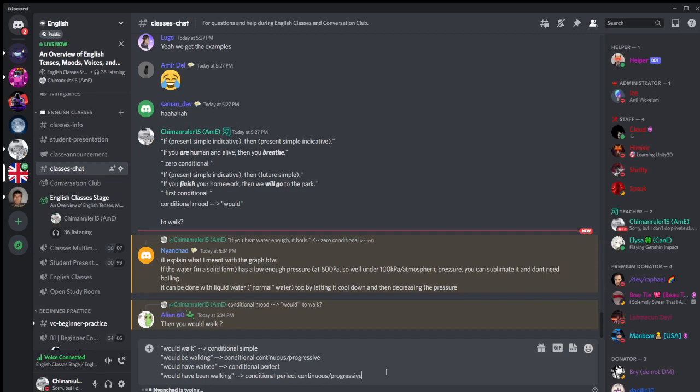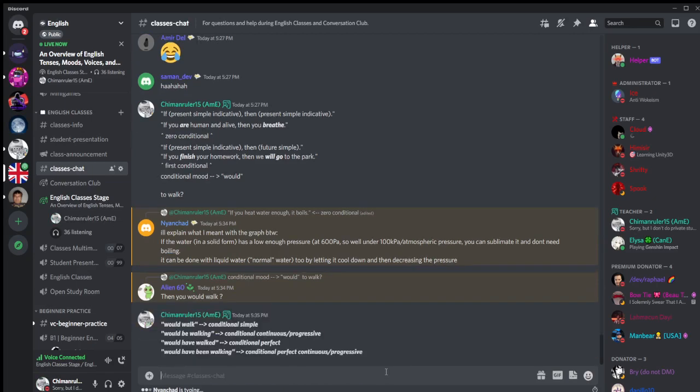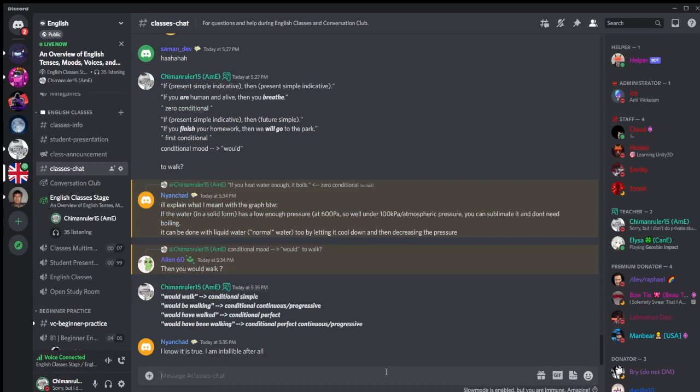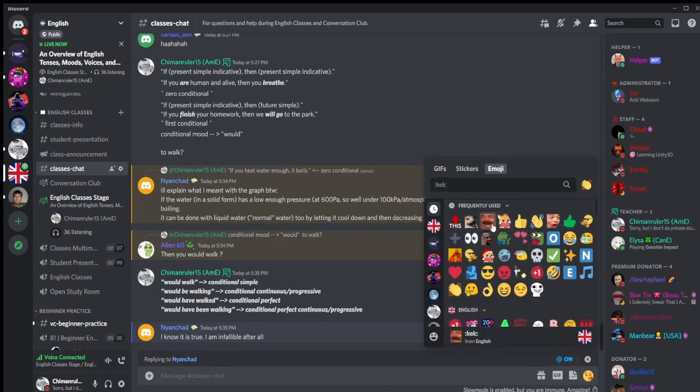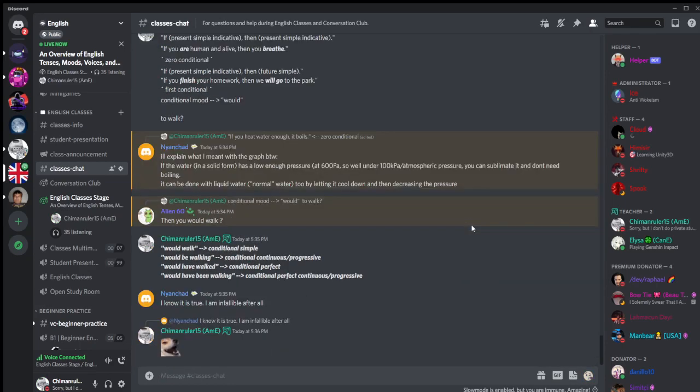Okay. So here are the different forms of would. Would walk, conditional simple. Would be walking, conditional continuous or progressive. You can say either one. Would have walked, conditional perfect. And would have been walking, conditional perfect continuous or conditional perfect progressive.